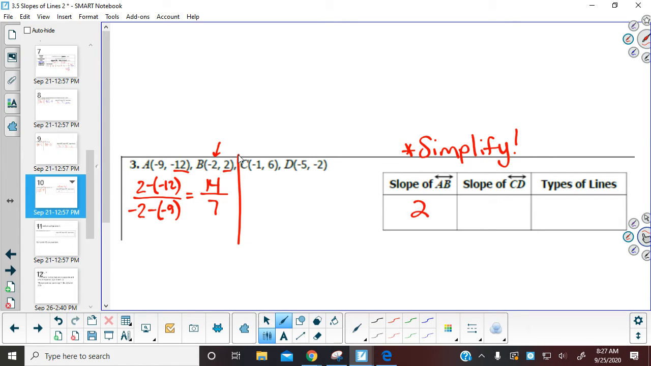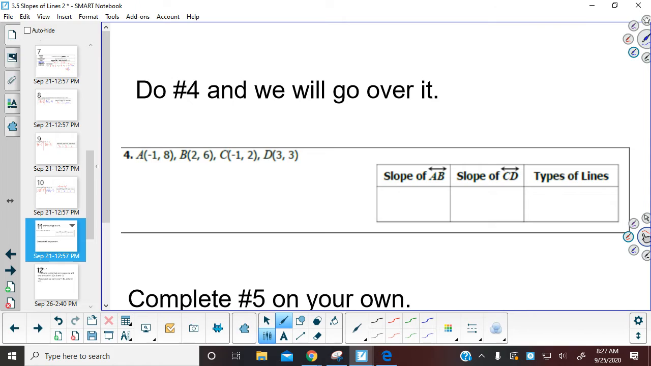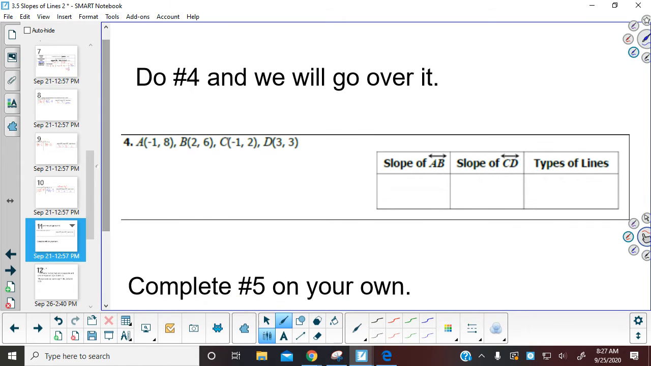14/7 becomes 2. For CD, I'm going to have 6 minus a negative 2. Since I started with the 6, I have to start with the negative 1. So that becomes 8 over 4. And again, we need to simplify. And so when we simplify, we do get 2. Therefore, those lines are parallel. So you definitely want to simplify before you compare. So take a minute, try out number 4. I'm going to let you guys try that one out, and then we'll go over it.